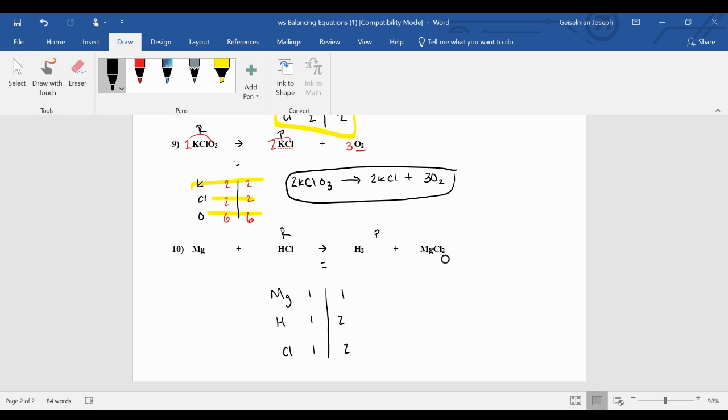Now, the easiest way about this, all we got to do is change the hydrogen and the chlorine. And guess what? We have now a molecule that only has those 2 in it. So that now gives us 2 hydrogen because you distribute that 2 to there, and 2 chlorine, and we're all good. So our new equation, our balanced equation is Mg plus 2HCl gives us H2 plus MgCl2.